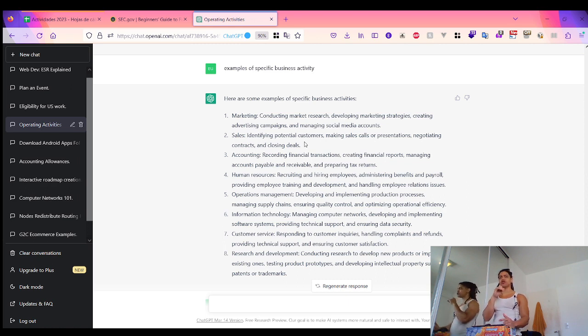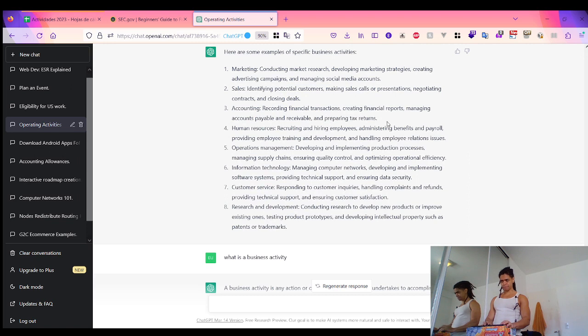Again, this is a huge overview of what the accounting activity does. So keep track of every financial activity, or to put it simply, recording financial transactions, creating financial reports, managing accounts receivable and accounts payable, and preparing tax returns. Cool, awesome.